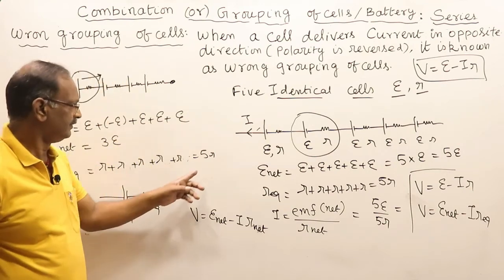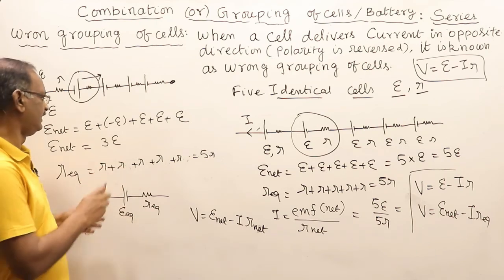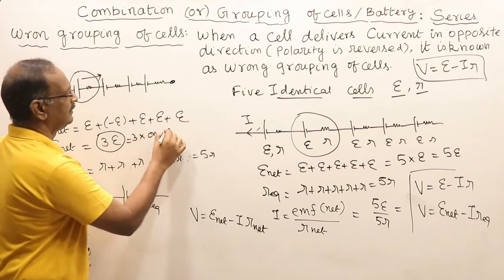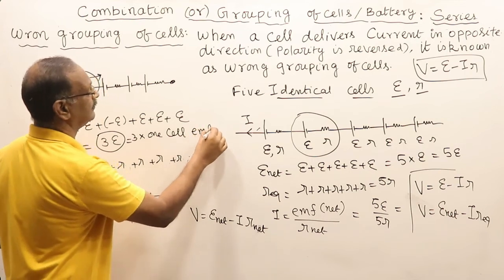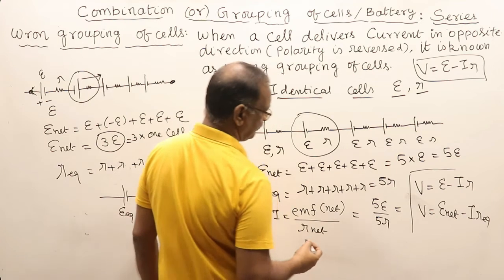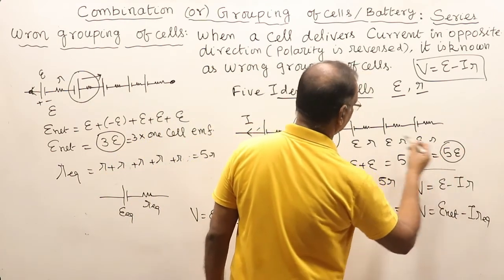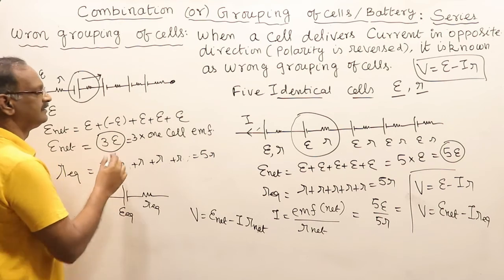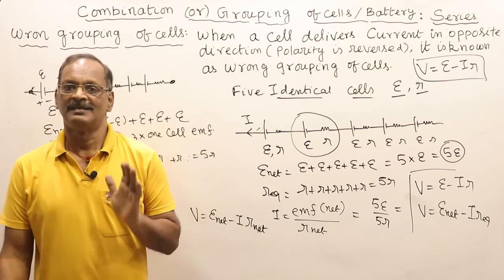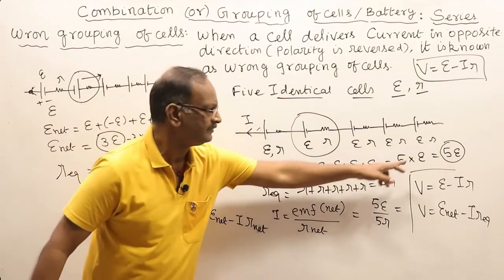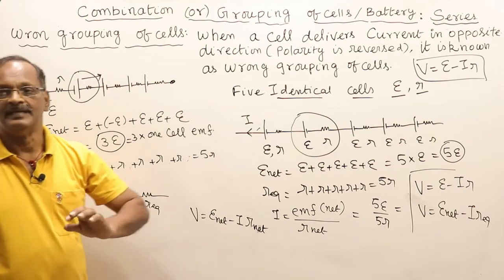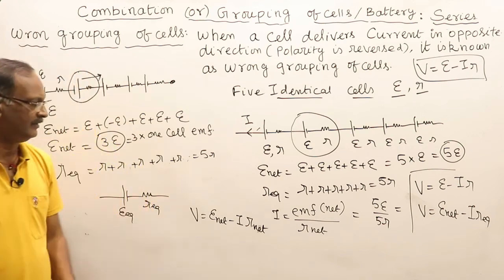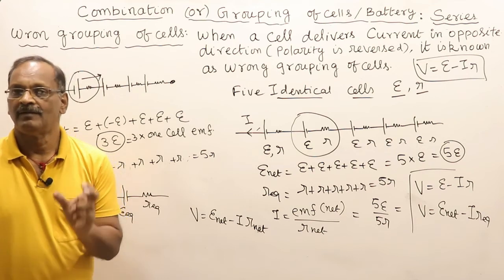So if there are 5 identical cells connected in series and one cell is wrongly connected, the net EMF is 3 times the EMF of a single cell, whereas if it is perfectly connected, it is 5 times E. The net EMF is reduced by twice the EMF of a single cell, but R equivalent is always additive, whether it is proper grouping or wrong grouping.